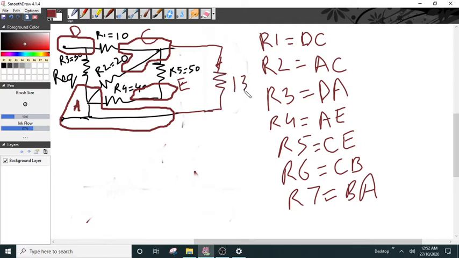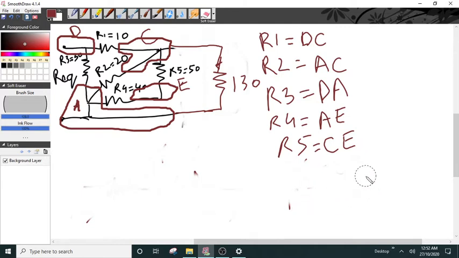So this is 130 ohm. So I've removed R6 and R7, so I can remove these two resistors from here, which are now replaced with another resistance of equivalent resistance of 130. So we now have this resistor, and this resistor is connected between node C and node A. So we can just write that 130 ohm is connected between C and A.